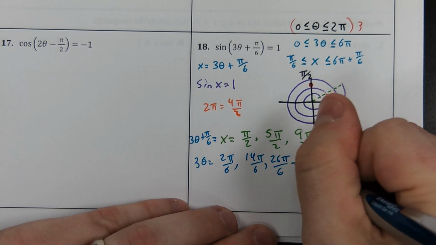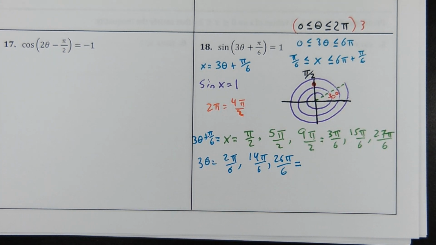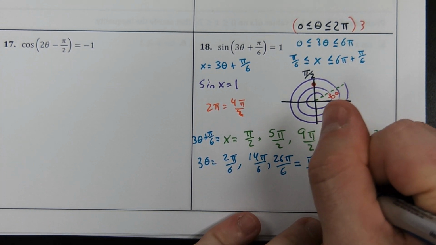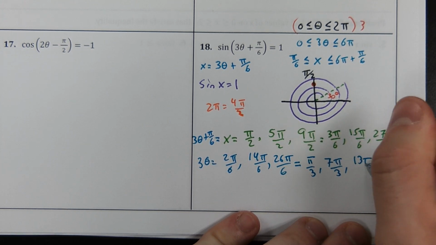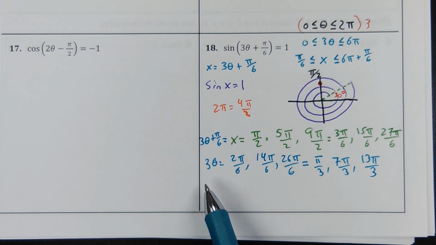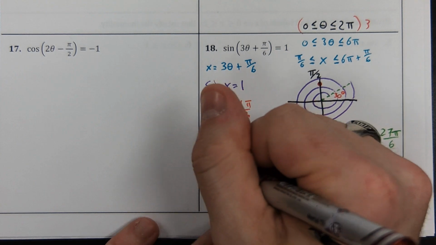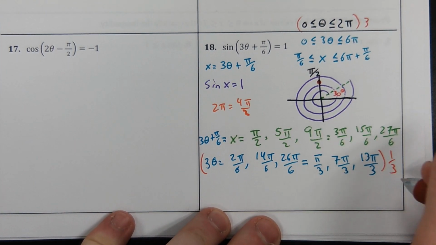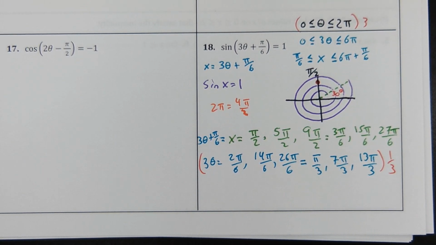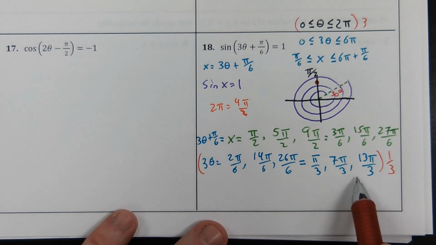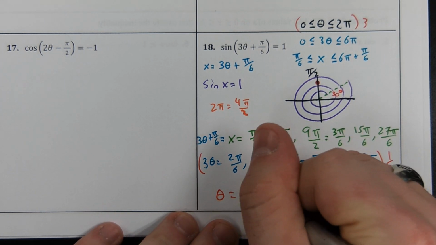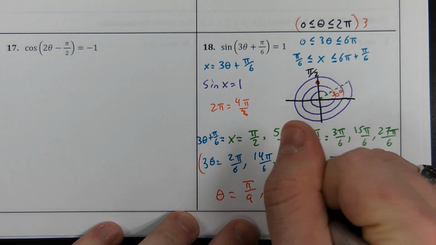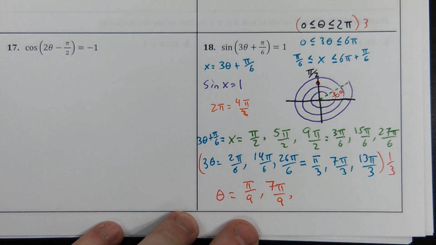And all 3 of those reduce. What a pain, right? All 3 of them reduce. So I have pi over 3, 7 pi over 3, 13 pi over 3. And lastly, how do I get theta alone? Divide by 3, which is the same as multiplying by 1/3, which is just going to triple the denominators of these right here. So what we get finally is theta equals pi over 9, 7 pi over 9, and 13 pi over 9.